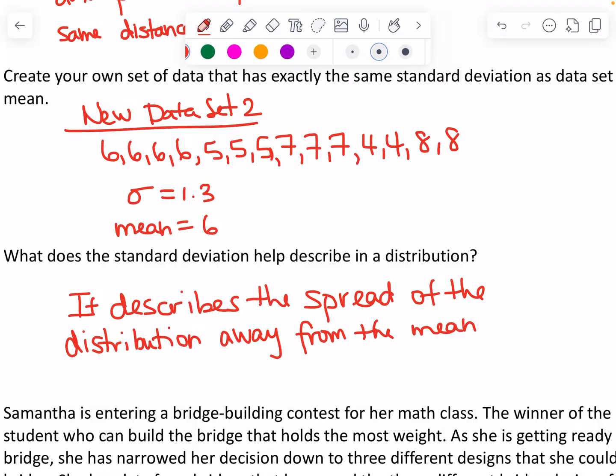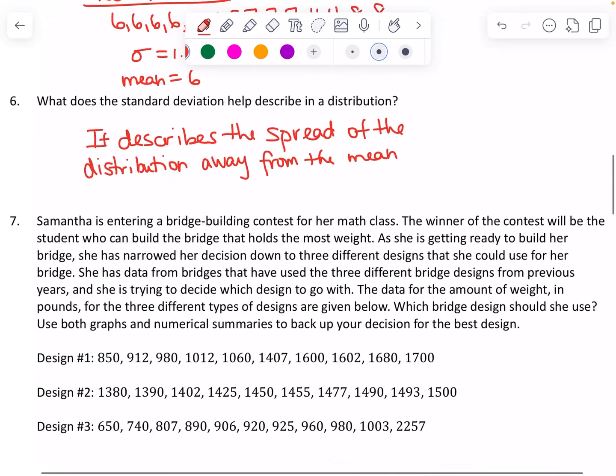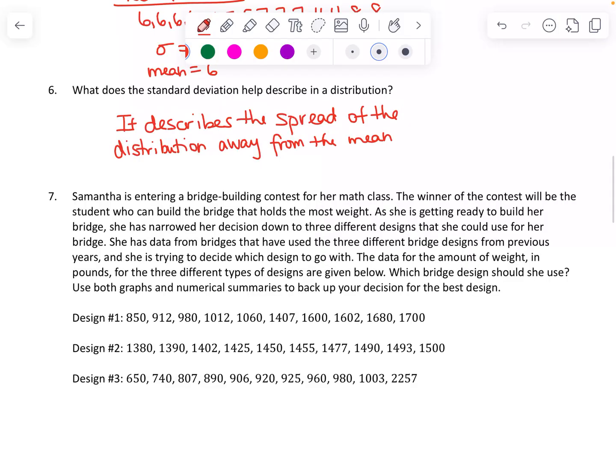All right, let's do number 7. Samantha is entering a bridge building contest for her math class. The winner of the contest will be the student who can build the bridge that holds the most weight. As she is getting ready to build her bridge, she has narrowed down her decision to 3 different designs that she could use. She has data from bridges that have used the 3 different designs from previous years and is trying to decide which design to go with. The data for the amount of weight in pounds for the 3 different types of designs are given below. Which bridge design should she use? Use both graphs and numerical summaries to back up your decisions for the best design.